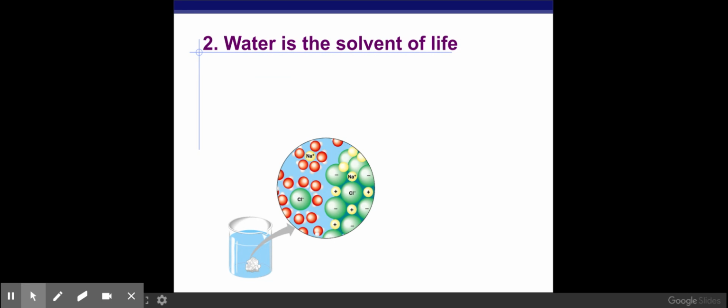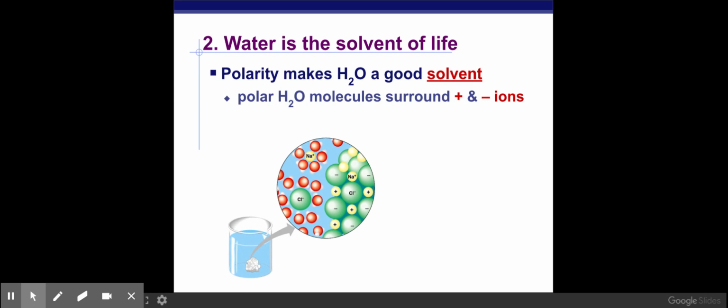Water is a great solvent. That means that it will dissolve other polar molecules. Now, not everything is polar, but most things are polar, which is why water dissolves a lot of different things. So it will dissolve salt, sugar, all of those things are going to have some sort of charge, and so the water molecules surround those.